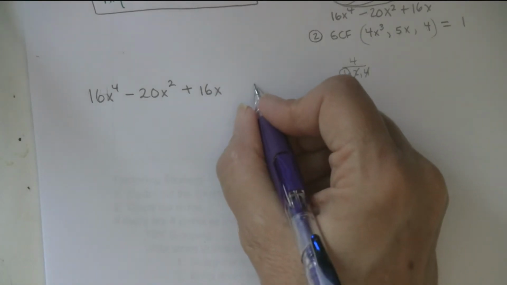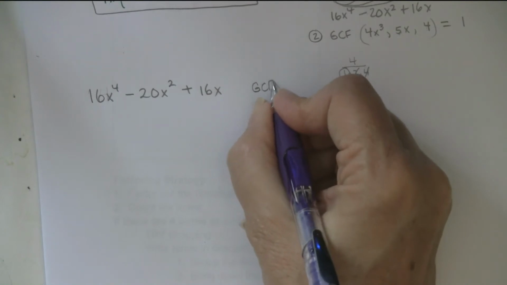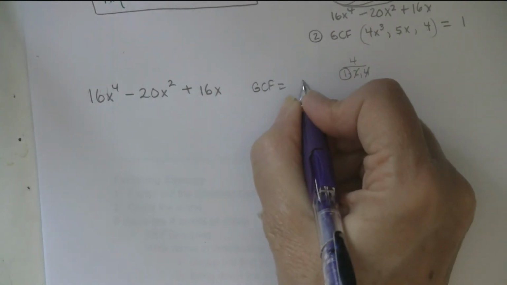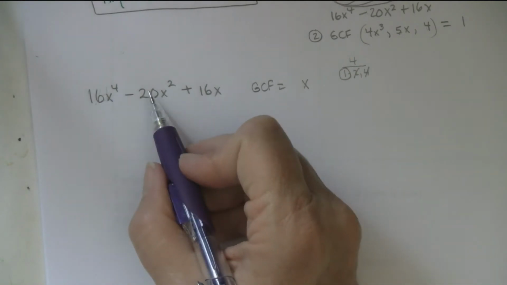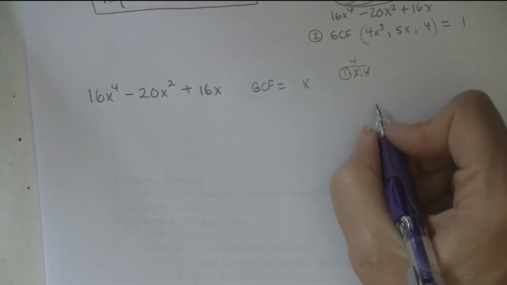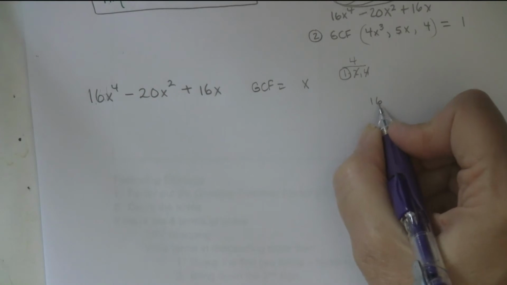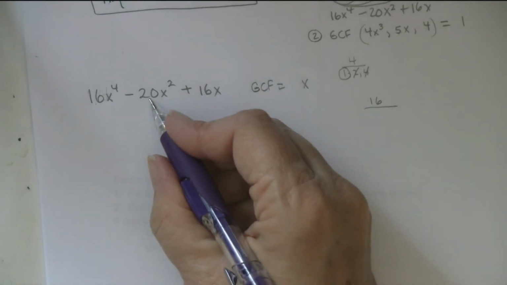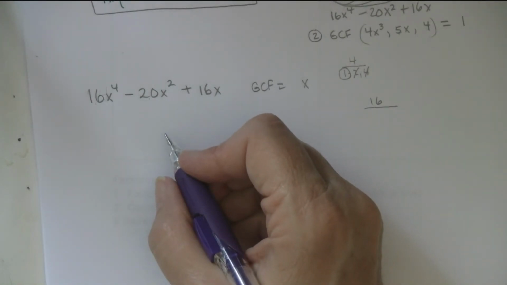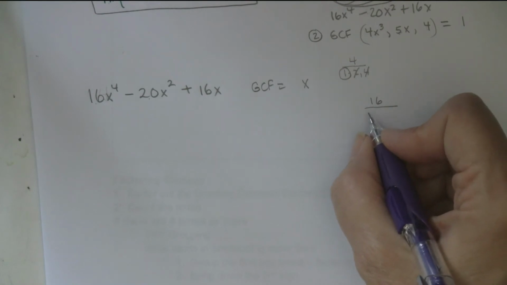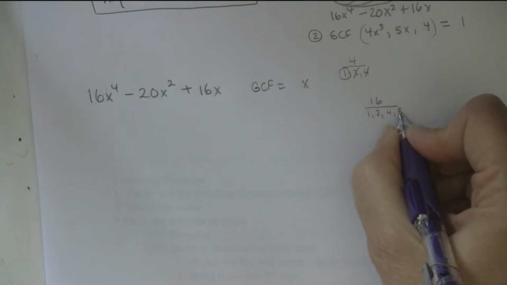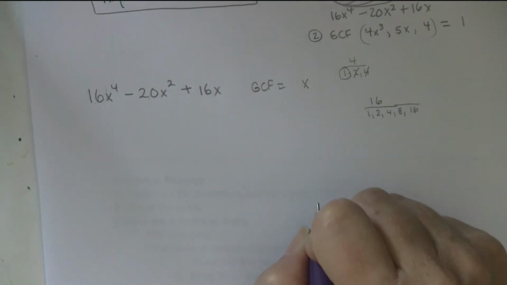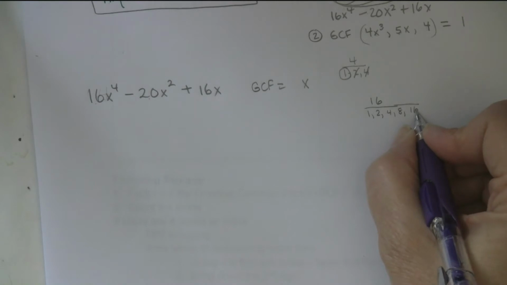So the greatest common factor, that's what I'm asking myself first. I know that it has an x, right? Now I'm thinking about the numbers, 16, 20, and 16. So this is what I think in my head. 16, does it divide evenly into 20? And the answer is no, it doesn't. So I think about all the things that divide evenly into 16. And I think I have a complete list there. So 16 didn't go into 20.